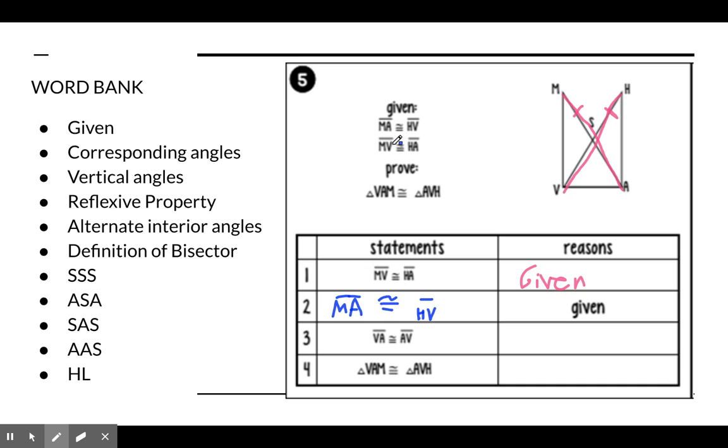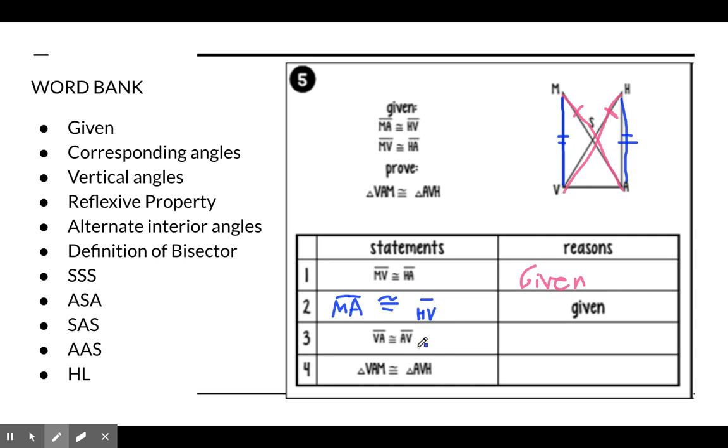Okay, now the second piece of given information up here, which was weirdly put first, so it doesn't really matter the order, but let's just go through it now. Now MV is congruent to HA. We see that MV is here, HA is here, so now we know that those two lines are congruent to each other.